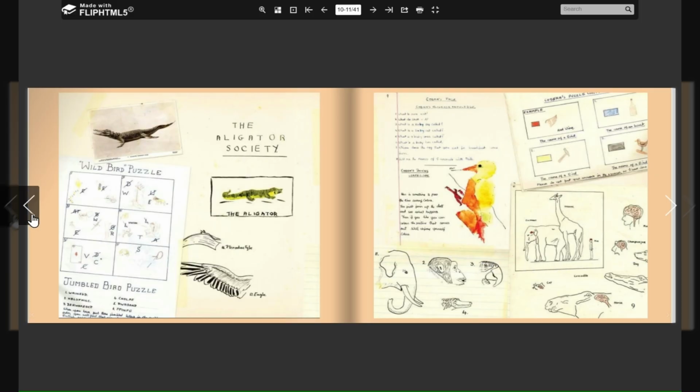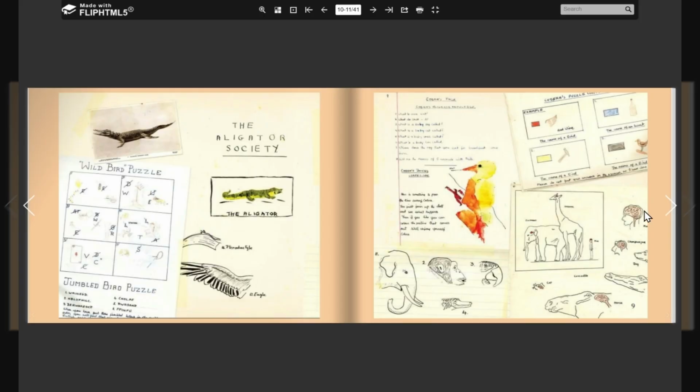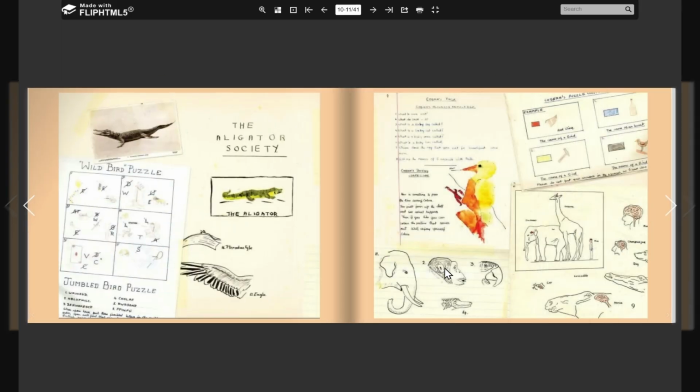Looking at pages 6 and 7 and 8 and 9, what did you learn about Jane looking at these illustrations and Jane's drawings? What did you learn about Jane looking at these illustrations as well as Jane's drawings?